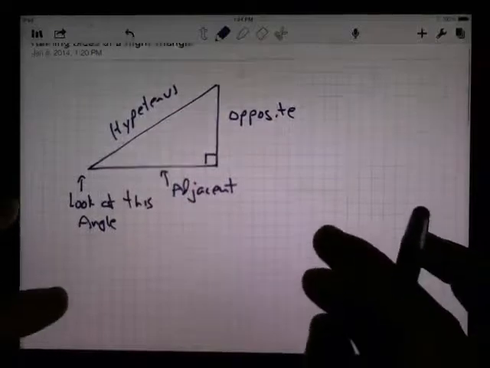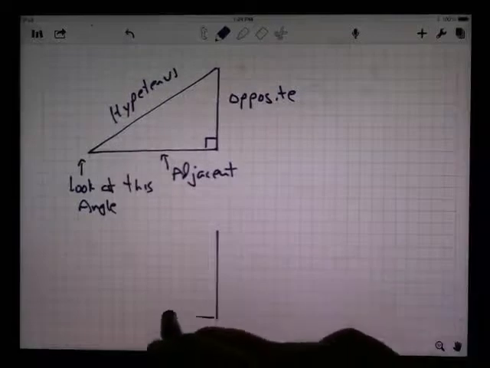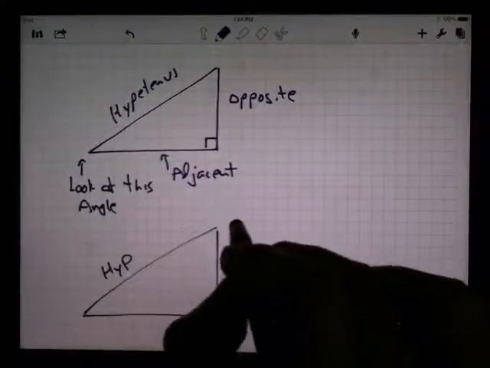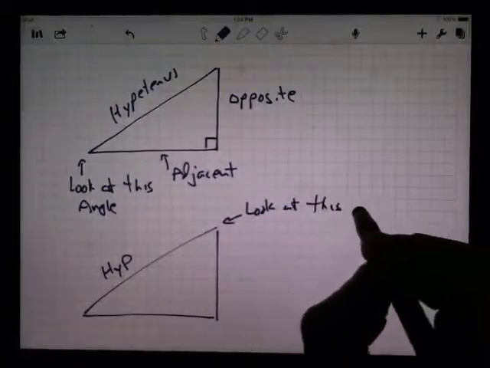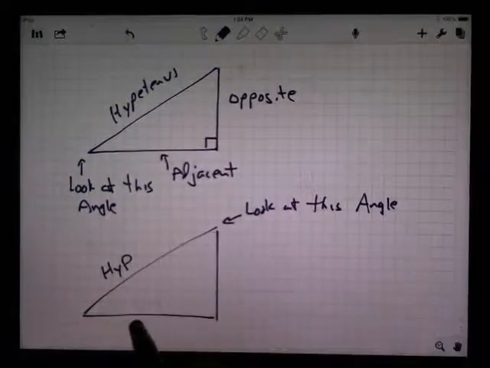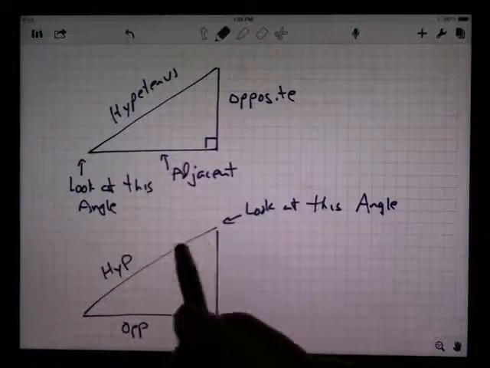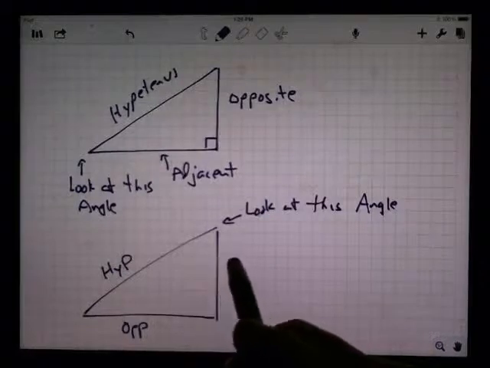If I look at essentially the same triangle, this is still the hypotenuse here. I'm going to abbreviate it HYP. But now if I look at this angle, it's the side down here that's on the opposite side of the triangle, right? This is now the opposite side. This side right here is part of the angle that I'm looking at. It's not the hypotenuse, so it must be what we call the adjacent side.